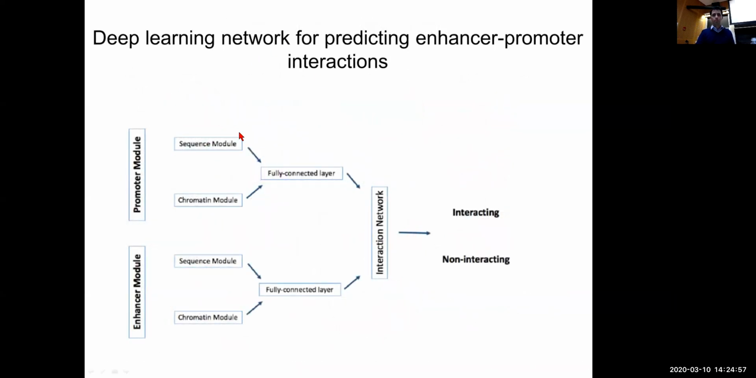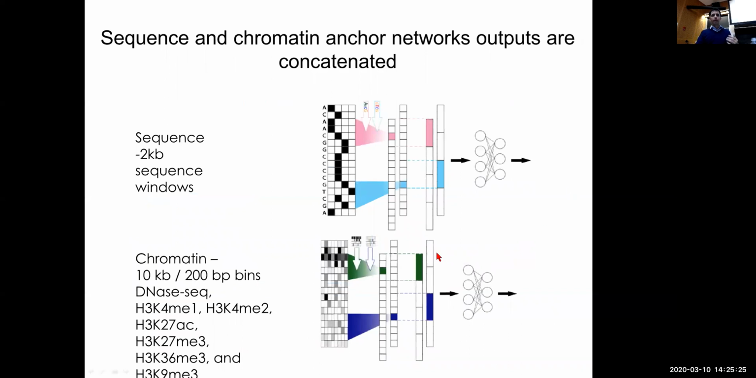Okay, so then you can build a promoter module, an enhancer module, and then start asking, how much can I predict this based on sequence? How much can I predict this based on chromatin? And then build fully connected layers to combine all these features together, and infer whether something is interacting or non-interacting using these combinations of features. Everybody with me? Awesome.